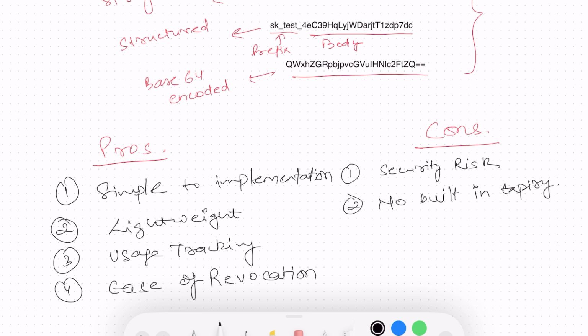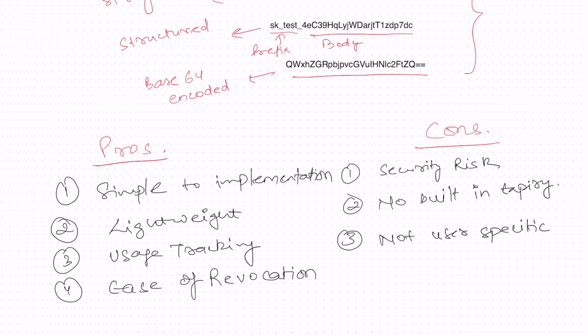Okay. Another very important con for this API key based authentication is it is not user specific, right? It is in fact API specific. So API keys usually identify the application or service, and they do not identify the end user that is actually making the request. So these are basically used in different scenarios. Now let's understand in which scenario I should go for API key based authentication.